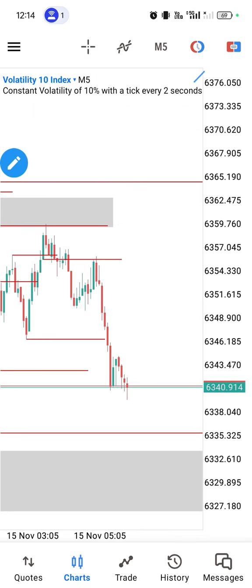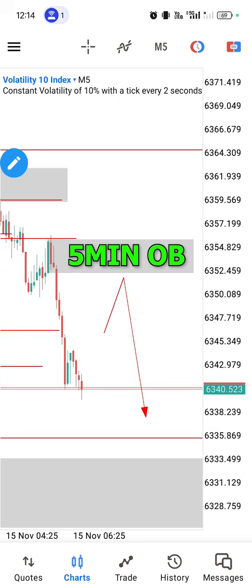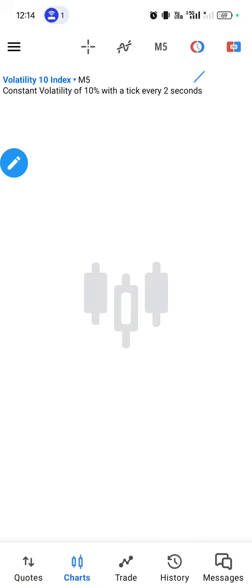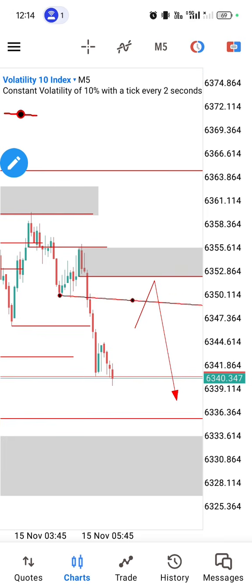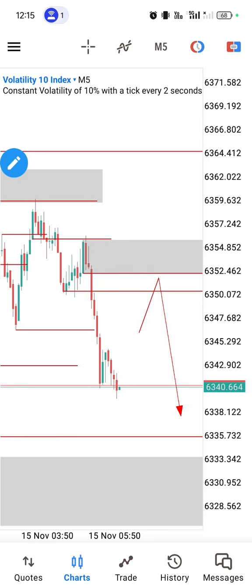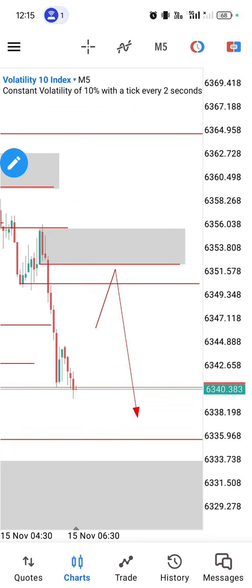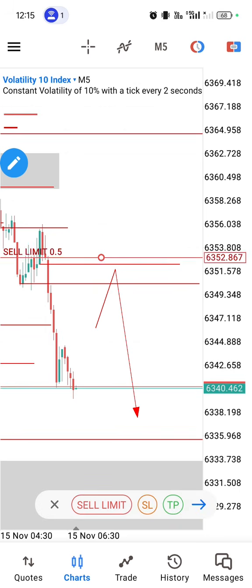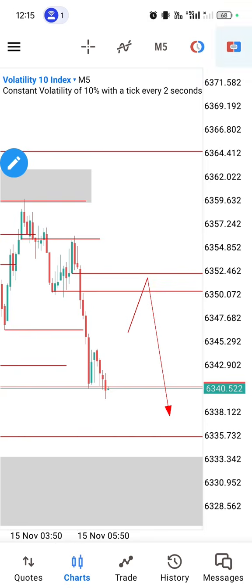So of course I expected price to return back up and then respect the 5-minute order block or the mitigation block, and then drop down. So yeah, I wanted to sell at the 5-minute order block, or if there was too much sell pressure, I would have sold right at the 5-minute mitigation block, but we'll see where I ended up selling. So my plan all along was to just sell into the imbalance right there. That was my main plan, and of course I started placing my sell orders at the 5-minute order block.